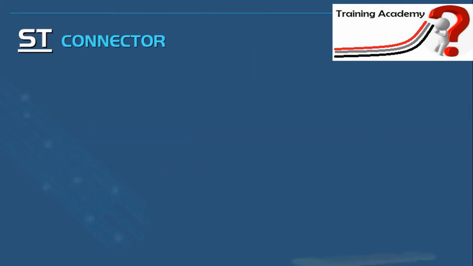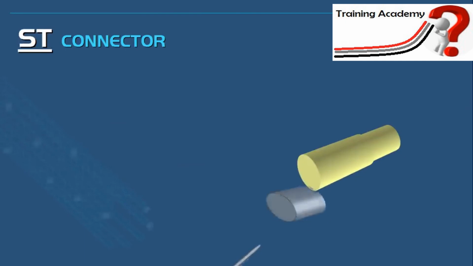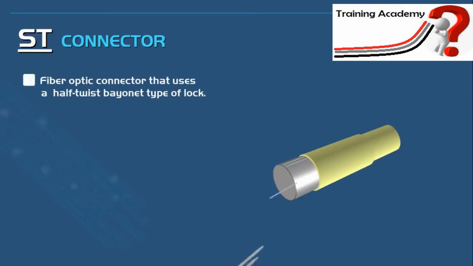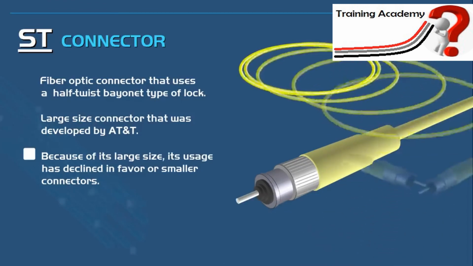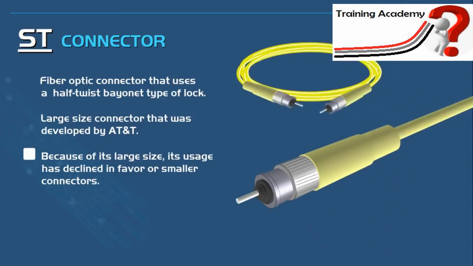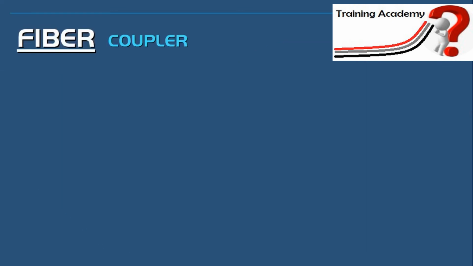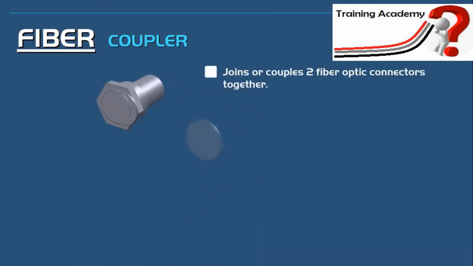The last connector we will look at now is the ST, standing for straight tip, commonly used with single mode fiber. Also, it has a locking device which makes it a secure connection. This is a large size connector which was developed by AT&T. Because of the large size, the use of this connector is now slowly decreasing and smaller connectors are now available on the market.